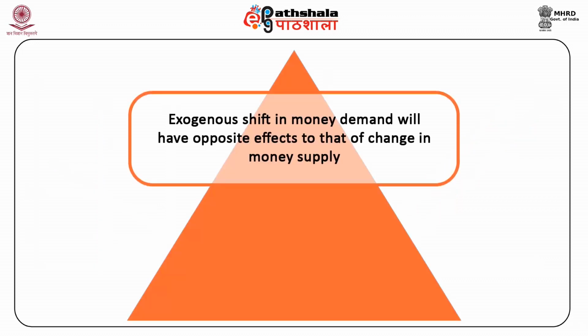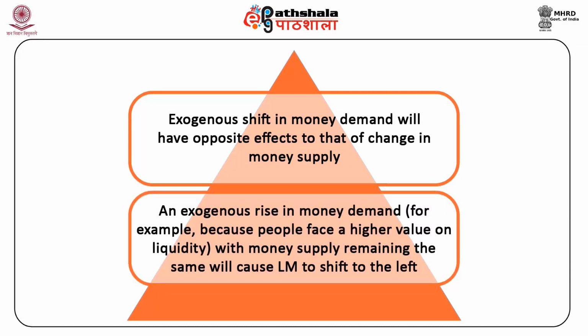Exogenous shift in money demand will have opposite effects to that of change in money supply. So, an exogenous rise in money demand, for example, because people face a higher value on liquidity with money supply remaining the same, will cause LM to shift to the left.